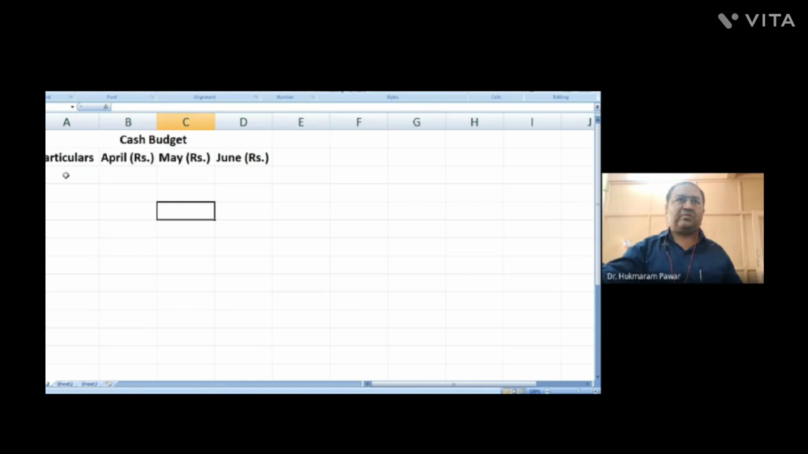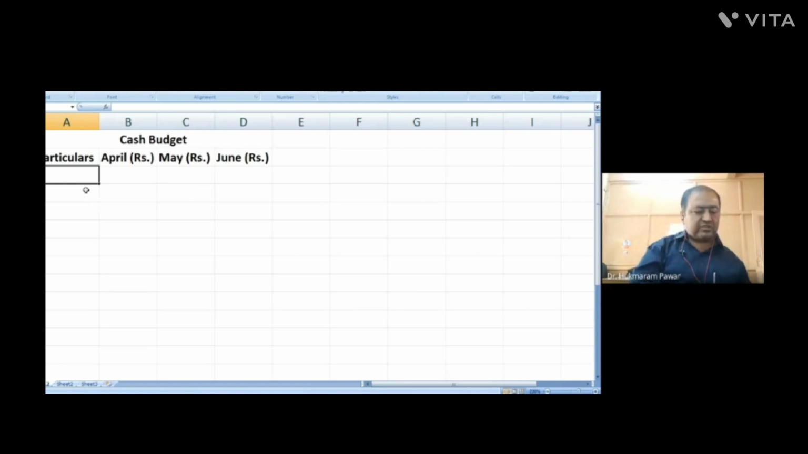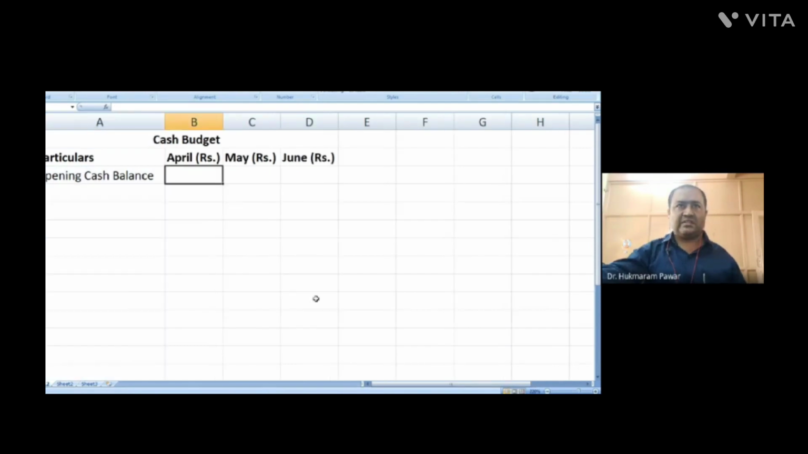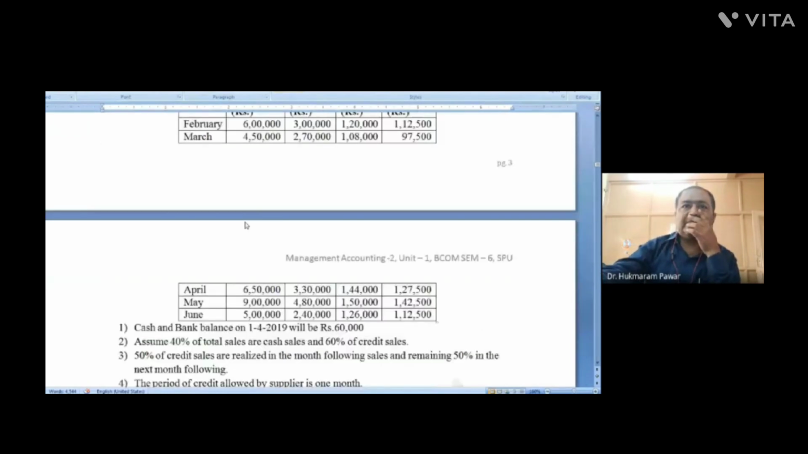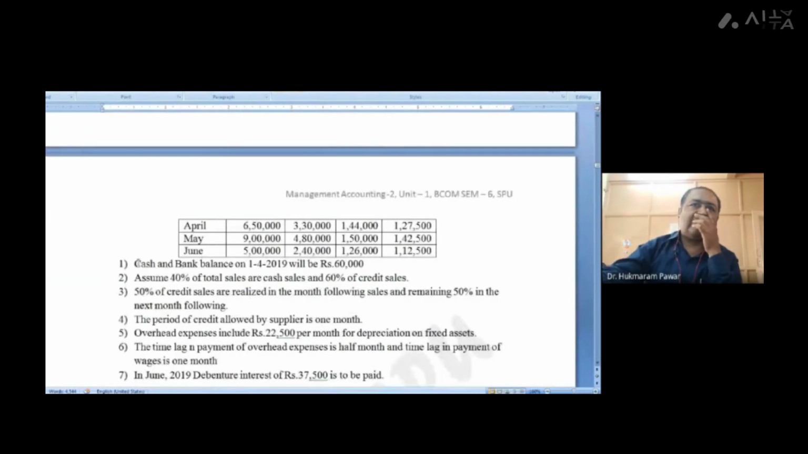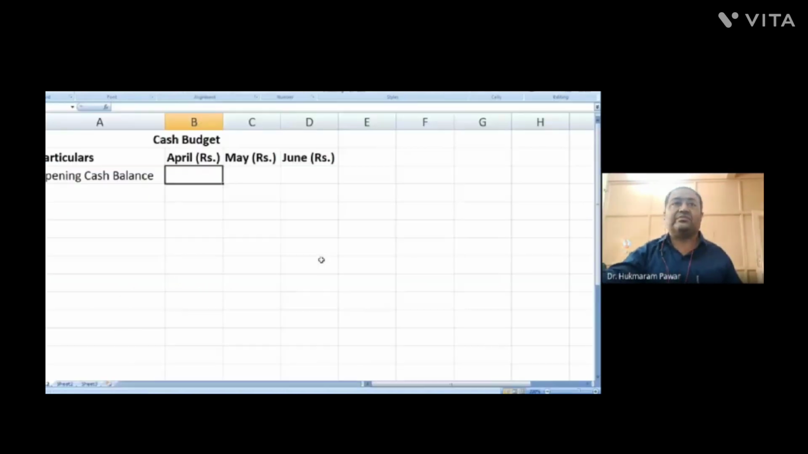This is April, May, June, and you know that the starting point of the example is always the opening cash balance. So what is the opening cash balance? Let's check in the example. Yes, cash and bank balance on 1/4/2019 will be rupees 60,000. So 60,000 is your opening cash balance. Correct? This is the starting point.